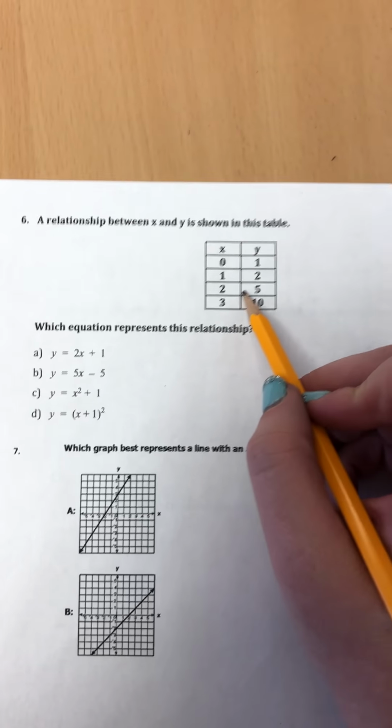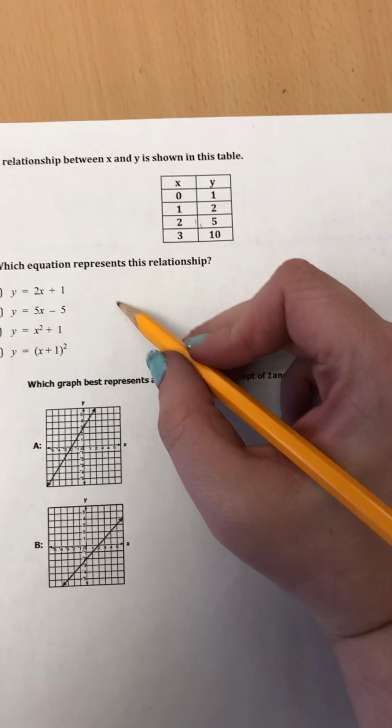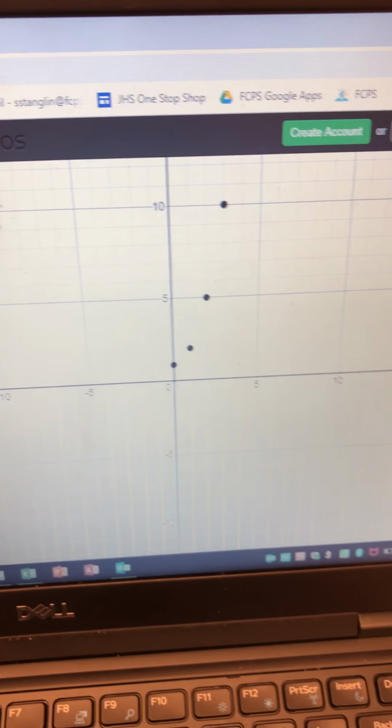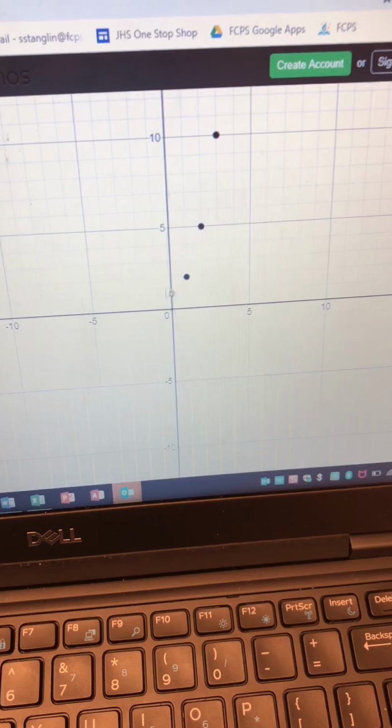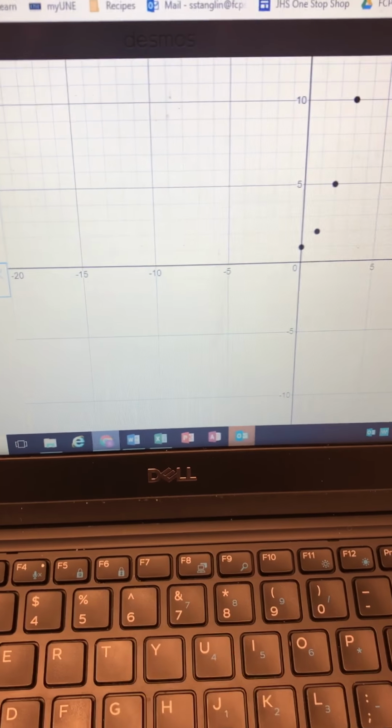Here, they're giving us a table. We know when we see a table, we have to use Desmos, and they're asking for the equation that represents this. So I went ahead and put it in Desmos, and here's the picture I got. So see how this is curving a little bit? That means it's quadratic, so we have to use the quadratic equation.